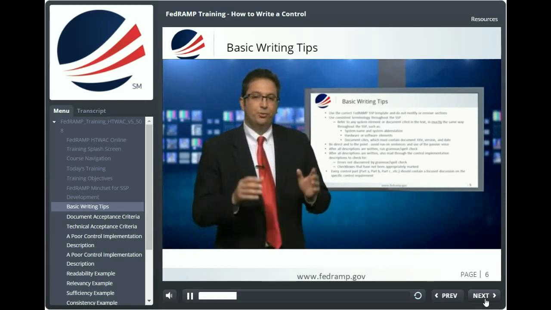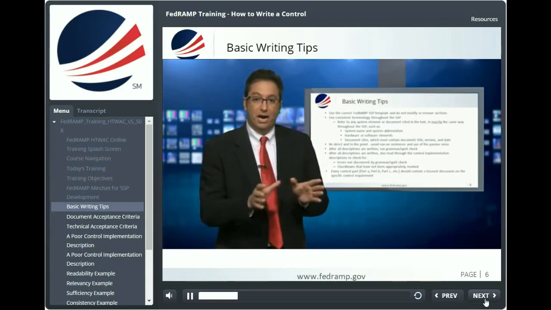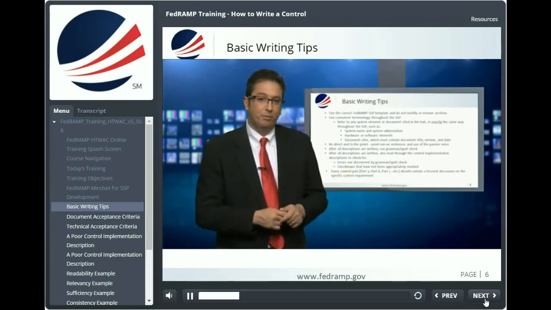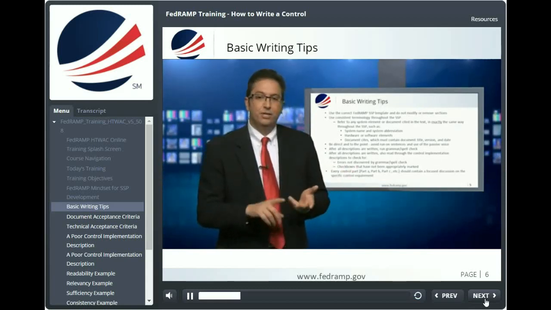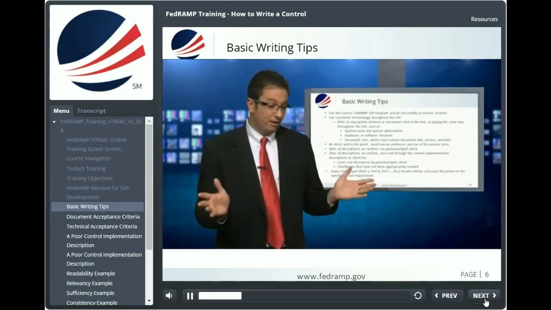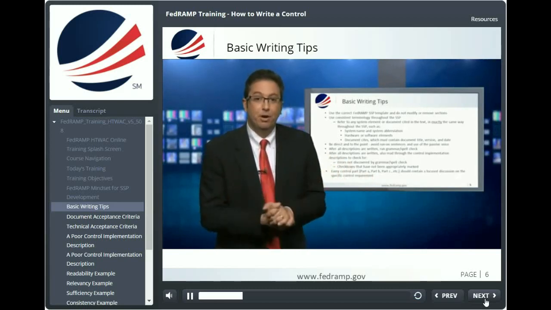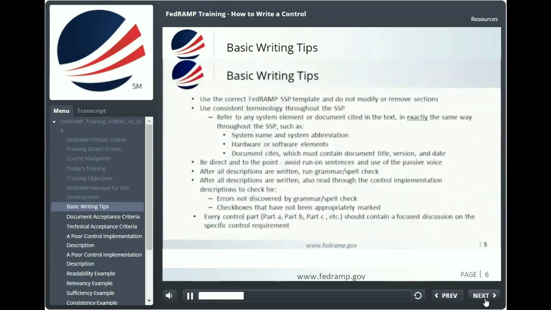We want you to make sure you reference documents properly. We mentioned that a few moments ago. Name, version, date, and section. If you really want to be nice, throw in a page number. We'll love you all the more for it. Okay, so the same things go for system names and abbreviations, hardware and software elements, and also just making sure you get the document references proper.